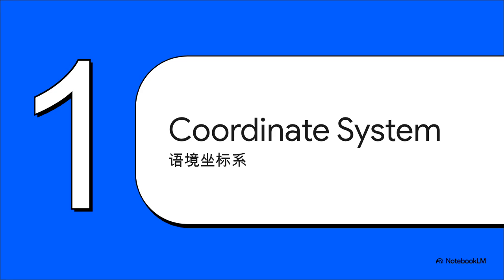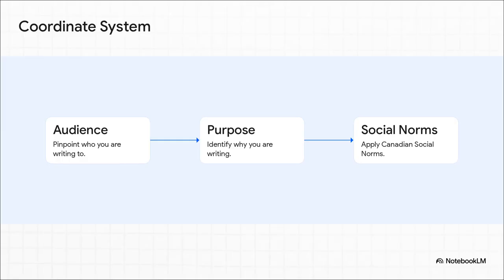Let's kick things off with Section 1, the contextual coordinate system, or 语境坐标系. Before you write a single word, you need a framework to guide your pen. To build your contextual coordinate system, you've got to perfectly align 3 core variables. First, who are you writing to? That's your audience, or 受众. Second, why are you writing? That's your purpose, or 目的. And third, what are the Canadian social norms surrounding this interaction? If you nail these 3 variables before writing, your strategy is pretty much bulletproof.